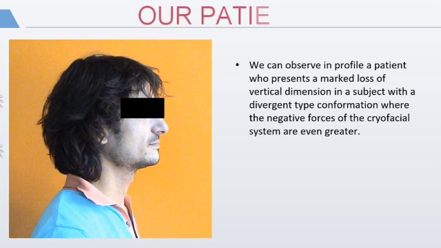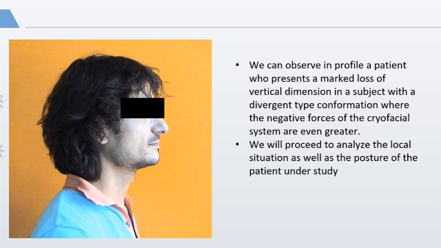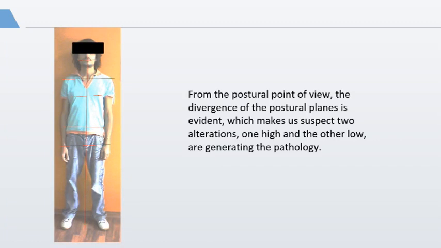We can observe in profile a patient who presents a marked loss of vertical dimension in a subject with a divergent type of conformation, where the negative forces of the craniofacial system are even greater. We will proceed to analyze the local situation, as well as the posture of the patient under study. From the postural point of view, the divergence of the postural planes is evident, which makes us suspect two alterations, one high and the other low, are generating the pathology.